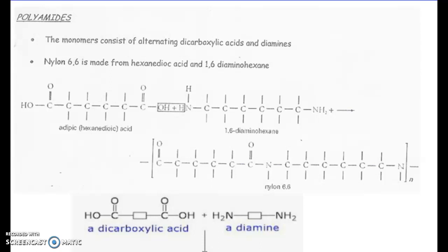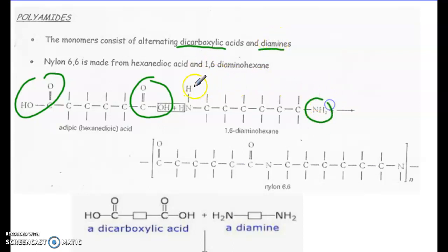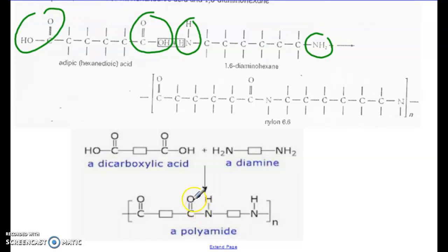Okay, so polyamides is where you have monomers. So again, two different types of monomers. A dicarboxylic acid, so you need a carboxyl group on either end, as well as a diamine. So the amine group has to be on either end of the molecule as well. And you can see this here as well. So what ends up happening is, right, your polyamide is alternating carboxylic acid and amine groups. And then, of course, here's the amide linkage.